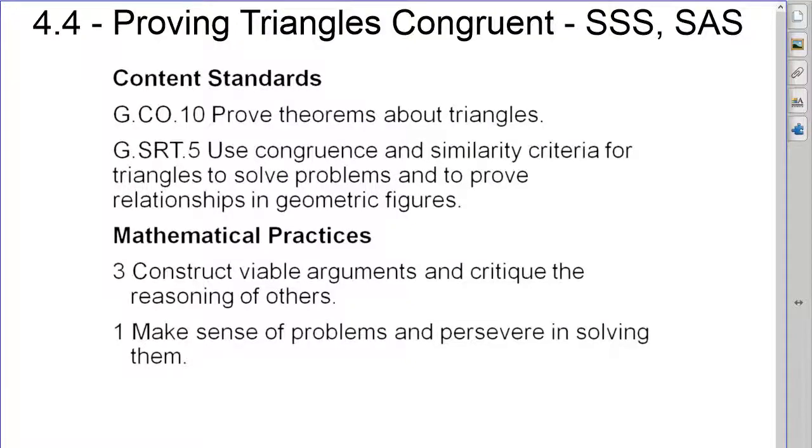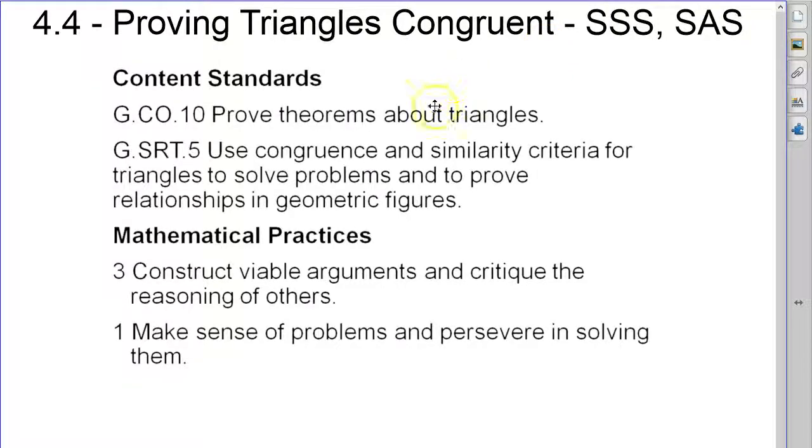Okay, so here's the video for section 4.4, proving triangles congruent using side-side-side and side-angle-side. Section 4.3 was all about congruent polygons, specifically triangles, but congruent polygons in general. Now we're going to talk about proving triangles congruent using two specific methods.